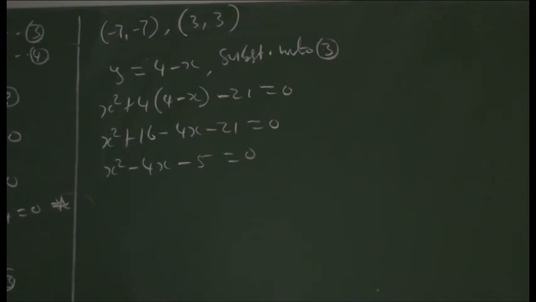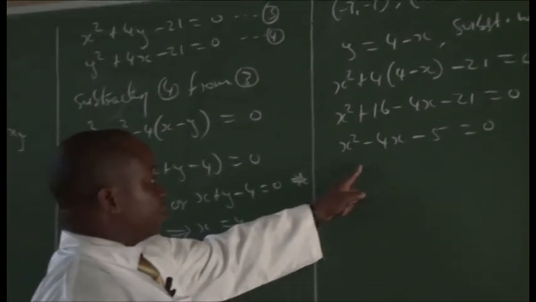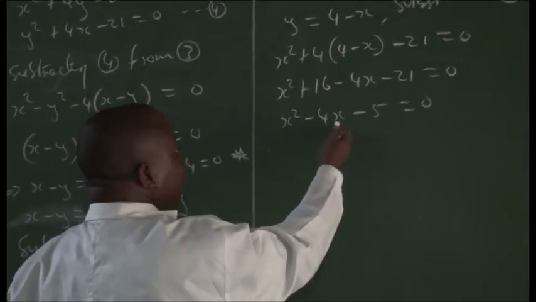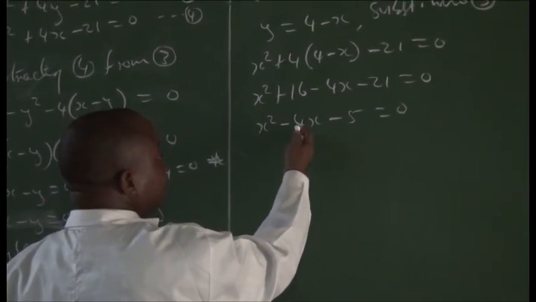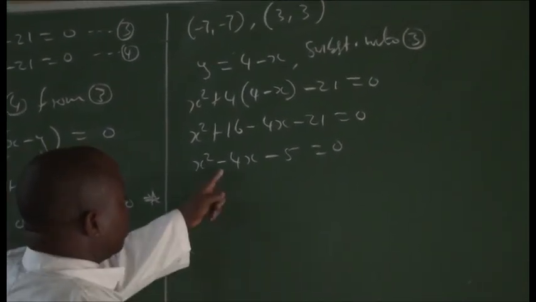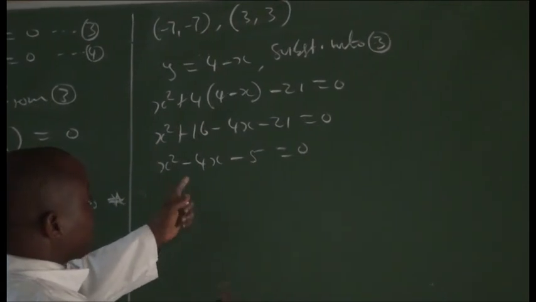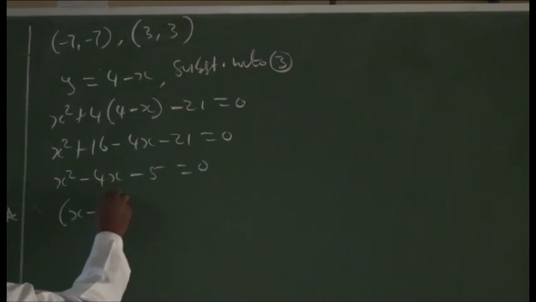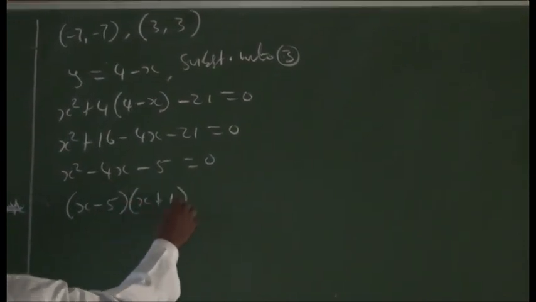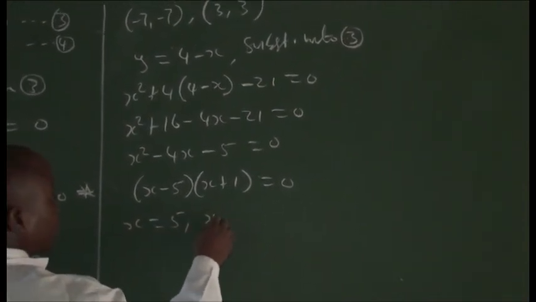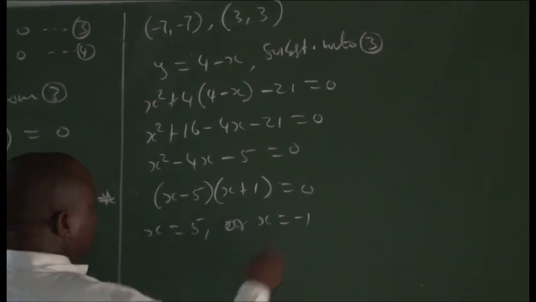Now look at this one. This is quadratic again, which tells me that this is minus 5 plus 1 and gives me minus 4. And then minus 5 times 1 gives me minus 5. So the factors are (x minus 5)(x plus 1) equals 0. And that means x equals 5 or x equals minus 1.